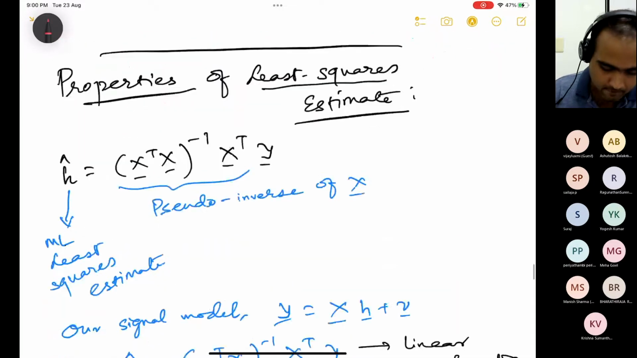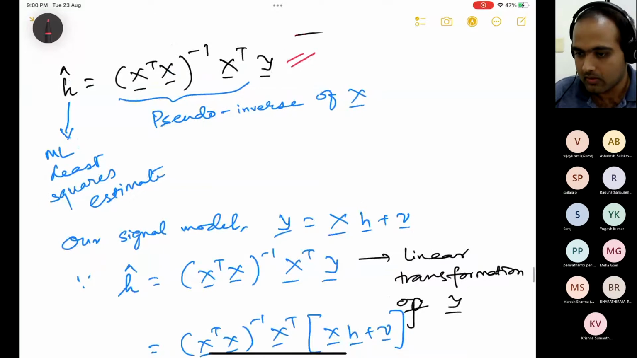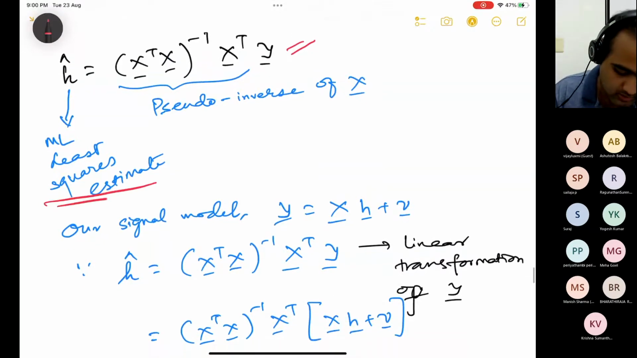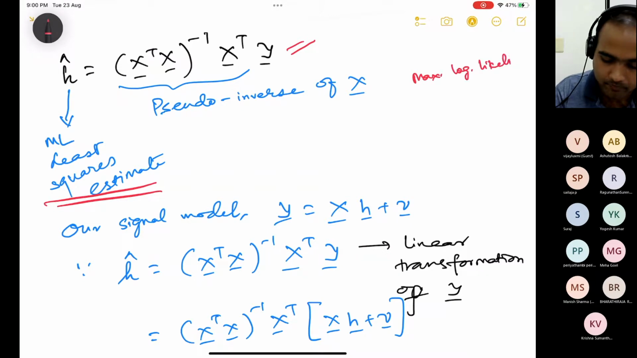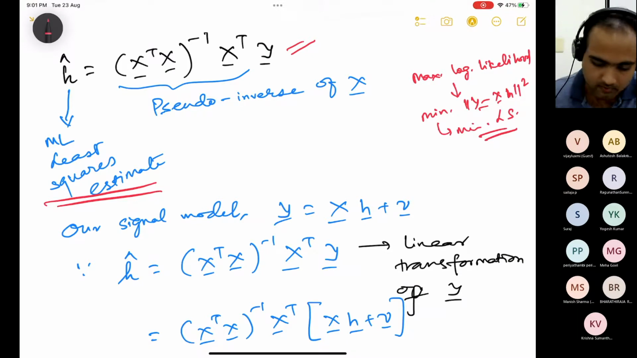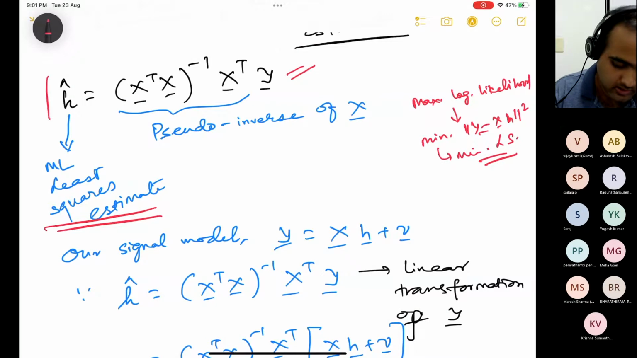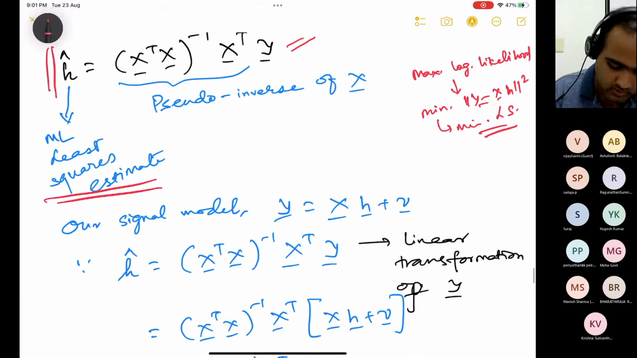Now we have this estimate, which is the Moore-Penrose pseudo inverse, and we will see what the properties of this Moore-Penrose pseudo inverse are. This is also the ML least squares estimate. We first had a maximize log likelihood, which was a normal MLE, and we converted it into a minimum of y minus xh squared, which was the least squares estimate. So we converted an MLE estimator into a least squares estimator, we obtained our channel estimate in this form, and now we are going to see its properties.